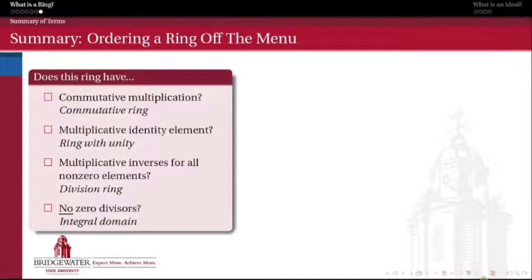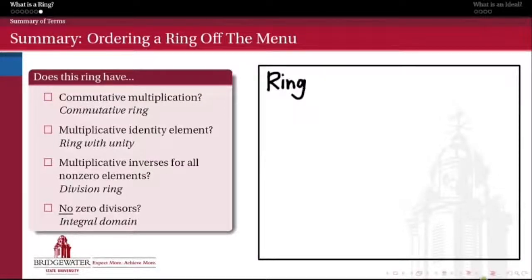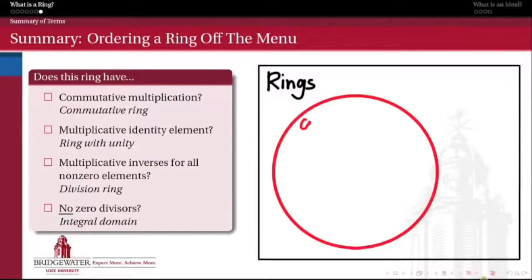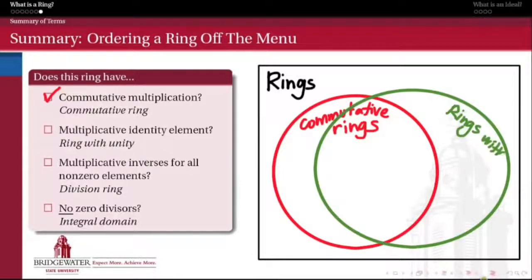So if I want to order a ring off of the menu, what am I going to call all of these different properties? So within the category of all rings, we have some rings for which the multiplication operation is commutative. Naturally, we're going to call those commutative rings. We also have some rings that have a multiplicative identity element. We're going to call those rings with unity.